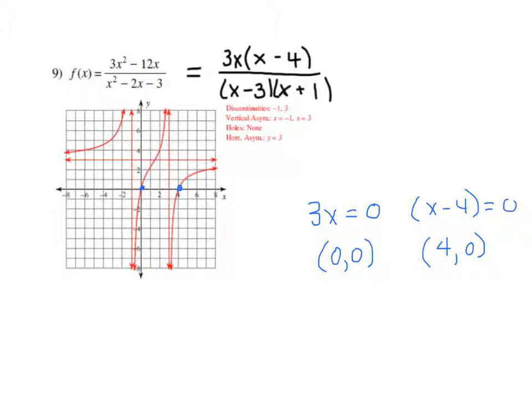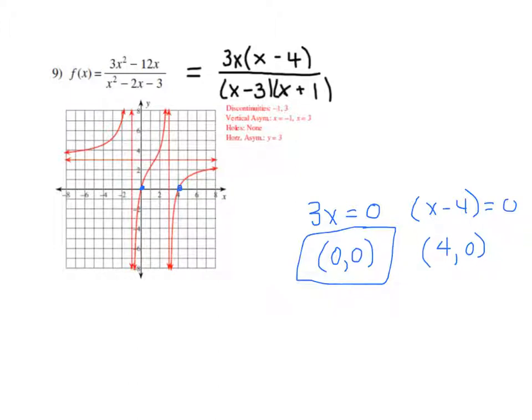Does it cross the y-axis? Well, here's the thing. If it crosses the x-axis at 0, 0, it is also going to cross the y-axis at 0, 0. So that is automatically your y-intercept. And there will only be one y-intercept. As you can see here, there could be more than one x-intercept.